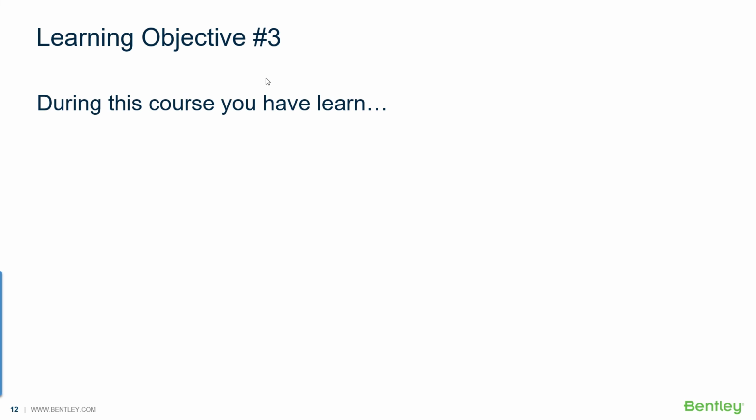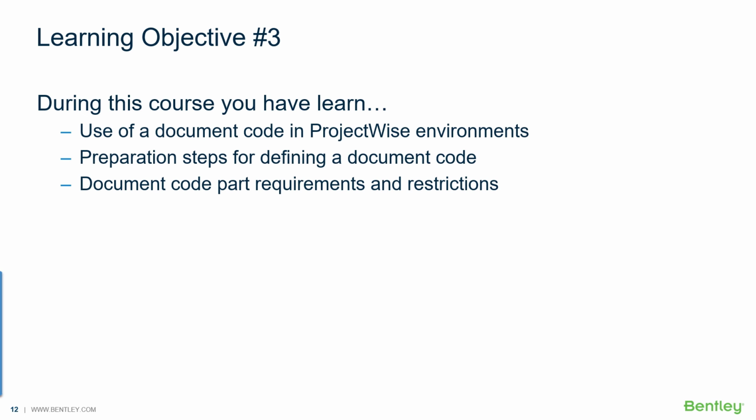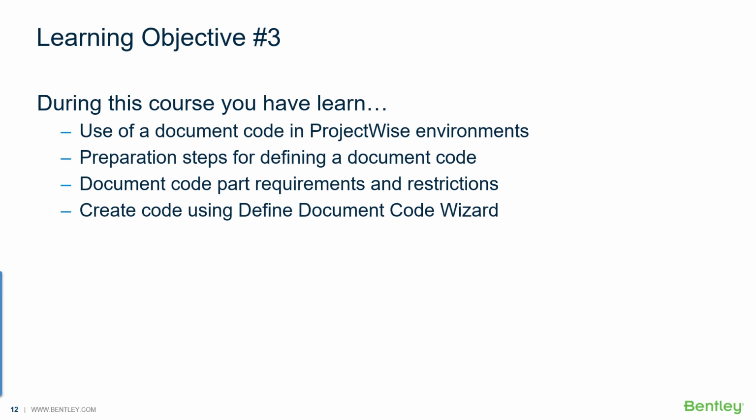This concludes the first part of Enhanced Environments for Document Code, covering the parts and creation of a document code. Let's review what has been learned. During this course, you have learned the use of a document code in ProjectWise environments, preparation steps for defining document code parts, requirements, and restrictions, how to create a code using the Define Document Code Wizard, and how to adjust document creation wizard labels. The next section of the ProjectWise Administrator Advanced Accreditation course will cover use of document code restrictions within a ProjectWise environment.